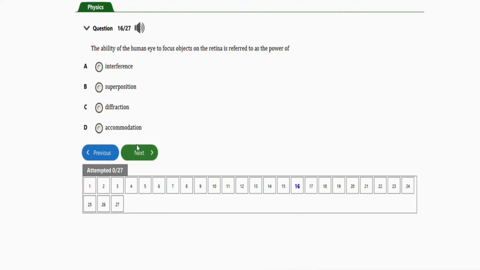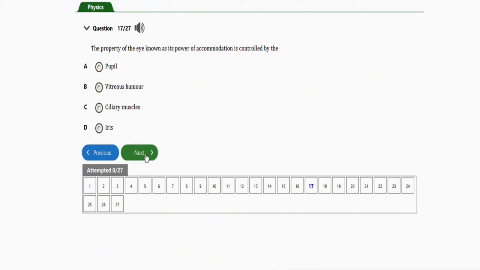The next question is this one. It says, the property of the eye known as its power of accommodation is controlled by the, we have pupil, ventral humor, we have ciliary muscles, we have iris. So the correct option to this question is option C, which is ciliary muscles.